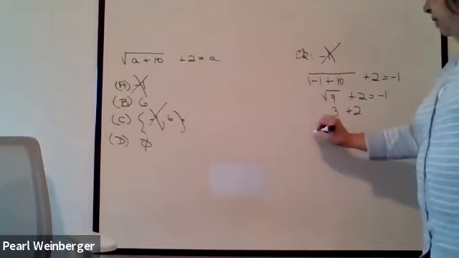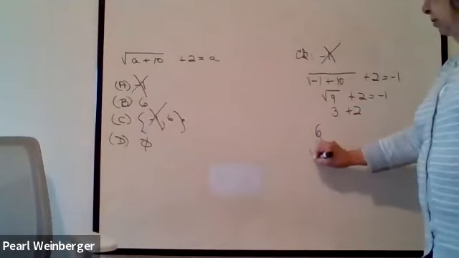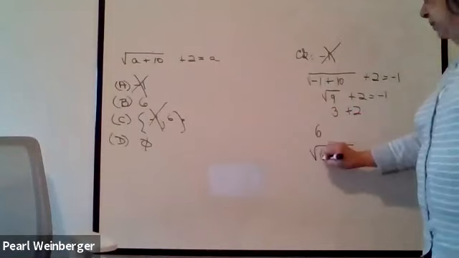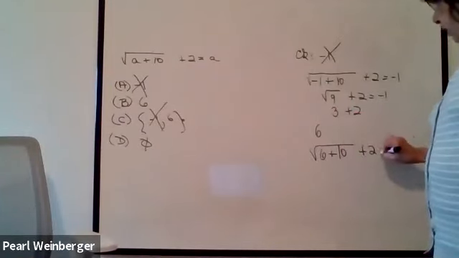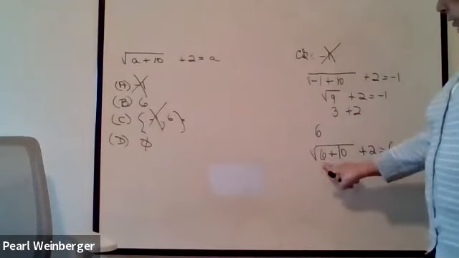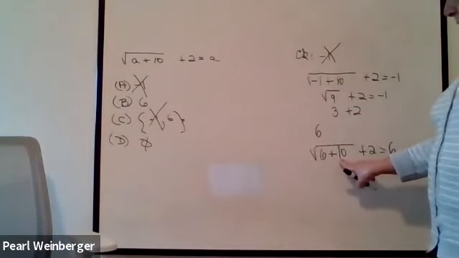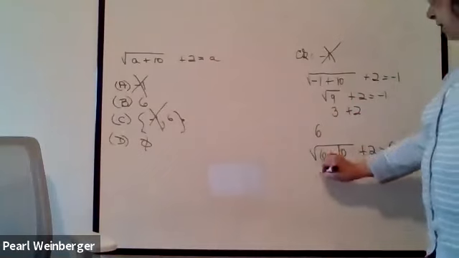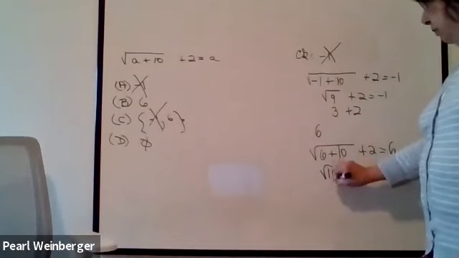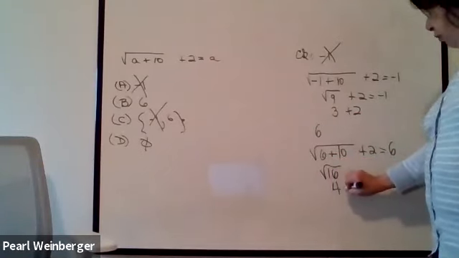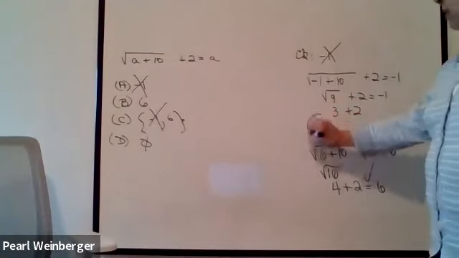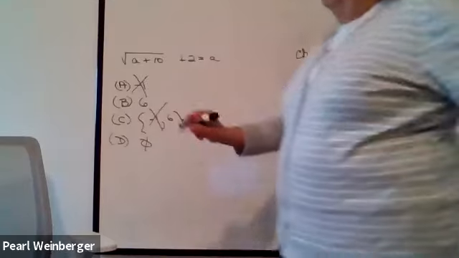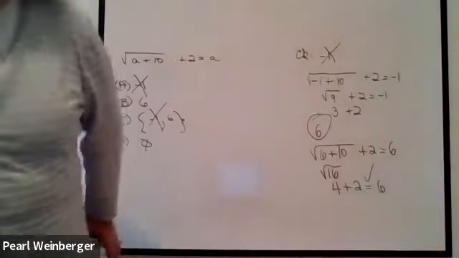So checking with 6, I'm going to do the square root of 6 plus 10, plus 2 equals 6. The 6 plus 10 gives me 16. So this is the square root of 16, which is 4. And 4 plus 2 equals 6 is correct. So this is my correct answer. My answer to this was choice B.